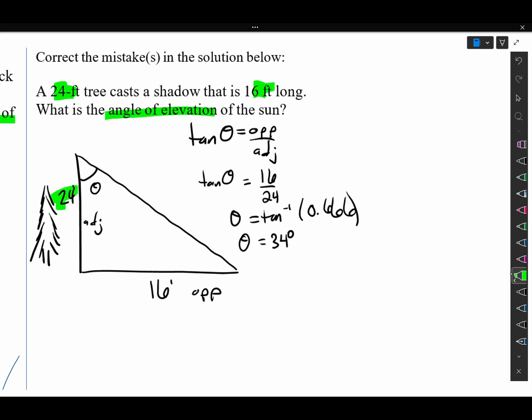We have a 24-foot tree. That seems to make sense. We have a shadow that's 16 feet long. Those make sense as well. Now, here's our key, this angle of elevation. Remember, angles of elevation are always measured from the horizontal.